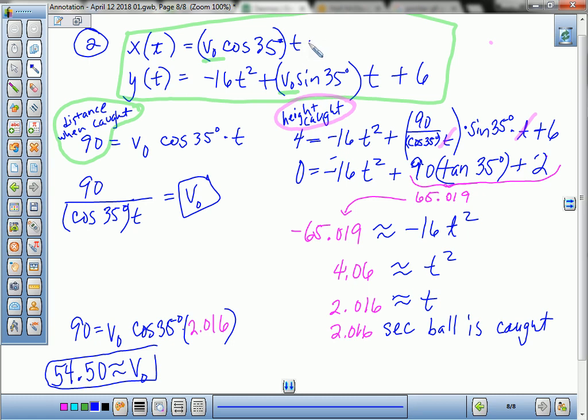We can go back to that first equation and solve for the one missing variable, which is our initial velocity. So to solve for the initial velocity, now you'd say 90 divided by cosine of 35 times 2.016, and we get the initial velocity.